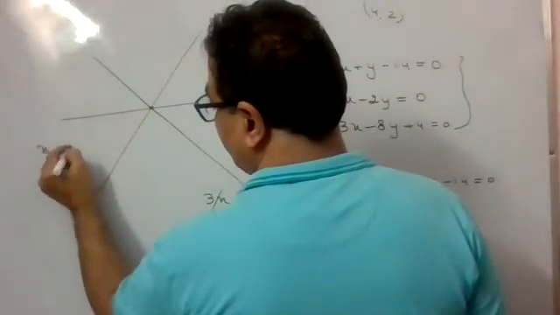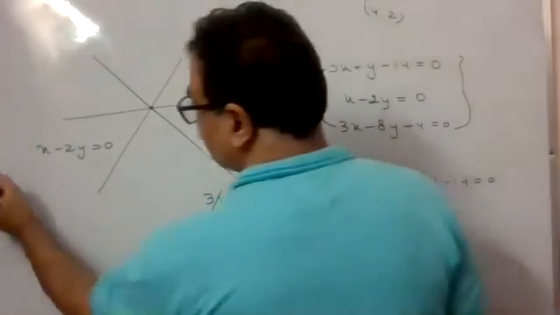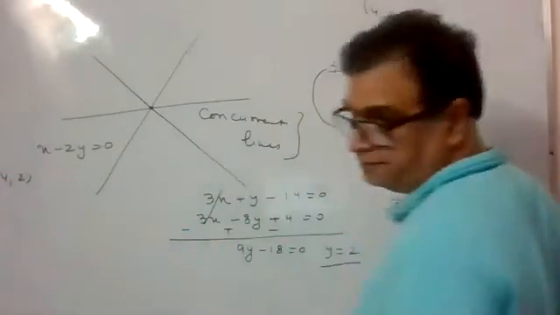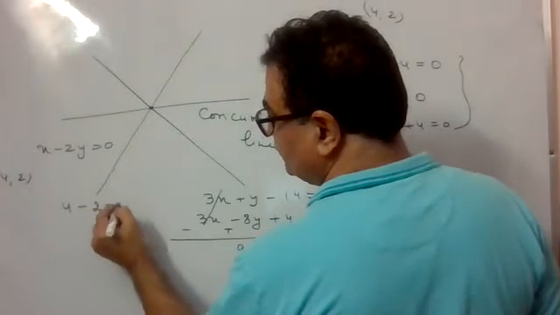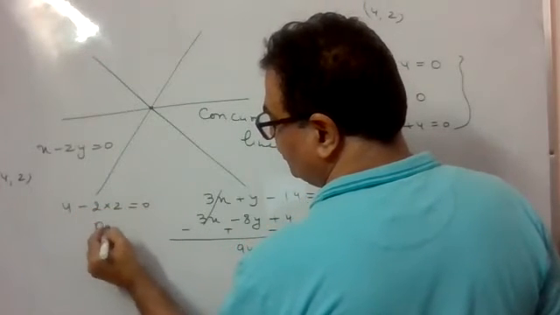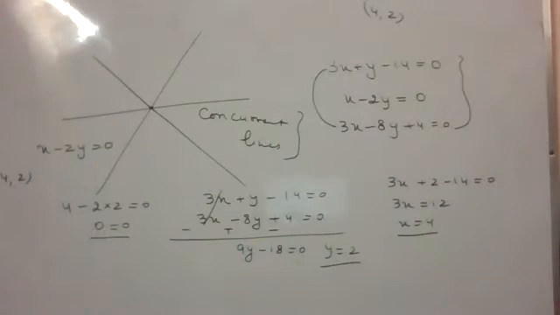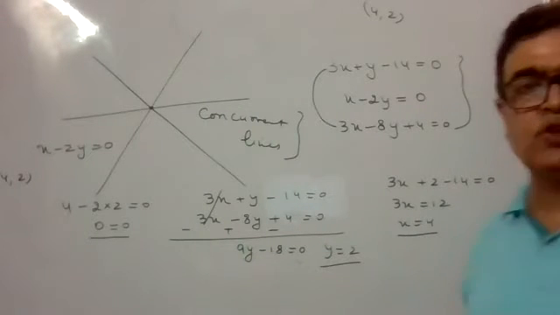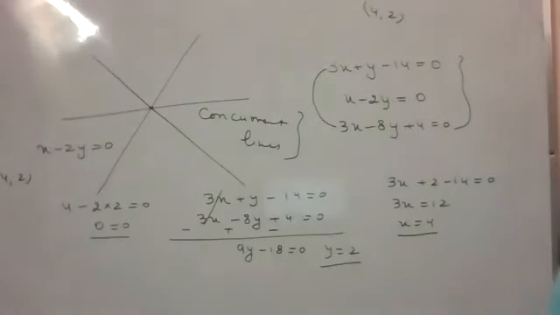Check whether the third line is passing through it or not. We have the third equation, x minus 2y equal to 0, and we will satisfy 4, 2. When you put it, what will come? x is 4, y is 2, so 2 into 2 is 4, coming 0. Yes or no? Yes, 0 equal to 0. So we will say yes, all three lines are concurrent. And what is their point of intersection? That will be 4, 2. Next question, please.